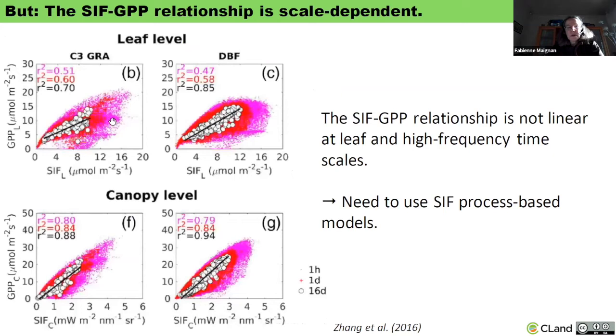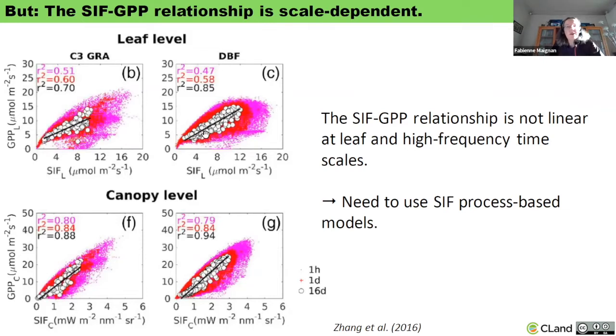But when you look at smaller spatial and temporal scales, you don't see this linear relationship anymore. You see here a simulation with the SCOPE radiative transfer model. These are scatter plots of GPP against SIF. In pink, you have the 1 hourly observation simulation. Red crosses are daily, and white disks are 16 day aggregates.